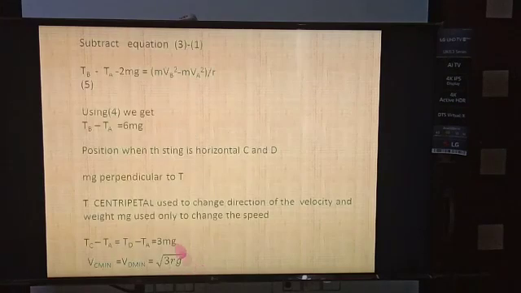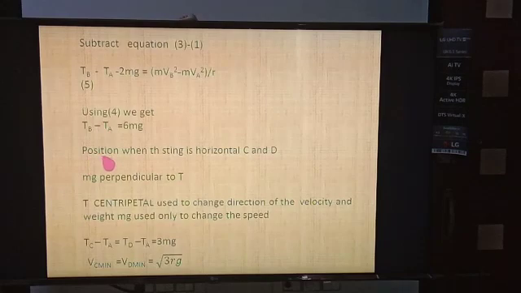Subtracting equation 1 from 3, we get TB minus TA minus 2mg is equal to m VB square minus VA square upon r. This is equation number 5. And using 4, we get TB minus TA is equal to 6mg.